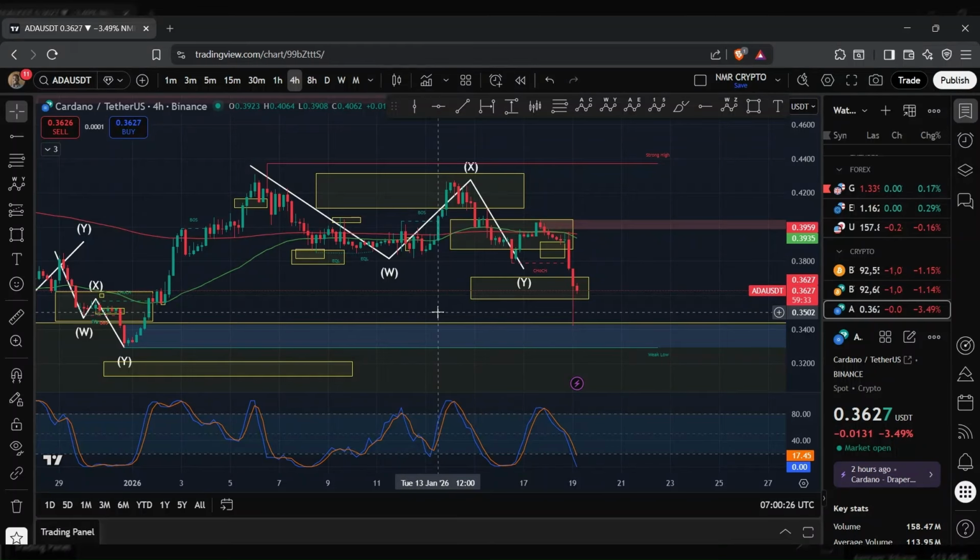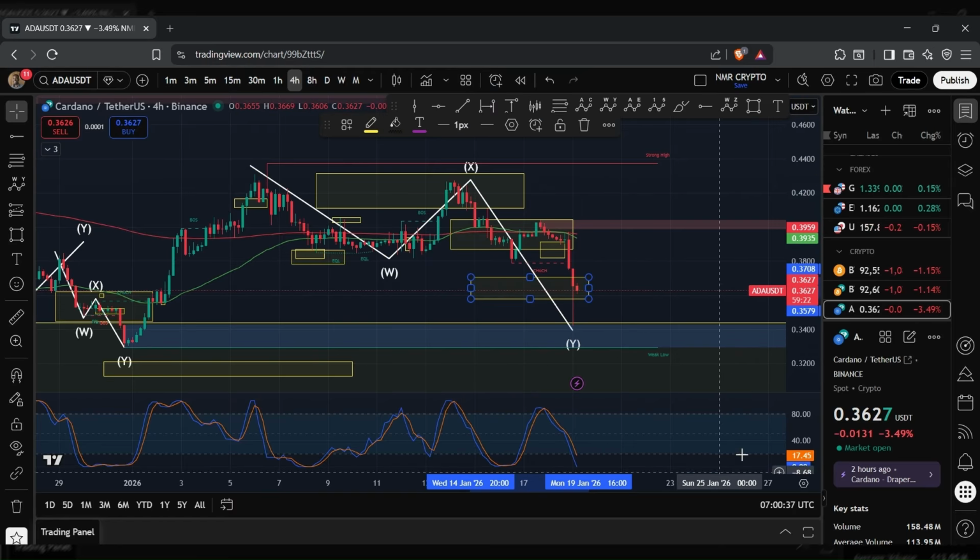So ADA currently finds itself on a downtrend, and I mentioned in the previous update, what I was looking out for was a deep correction made up of a WXY structure. And so I set out the Y wave to tap into this range between 35 cents to 37 cents. And you can see that we ended up exceeding that range.